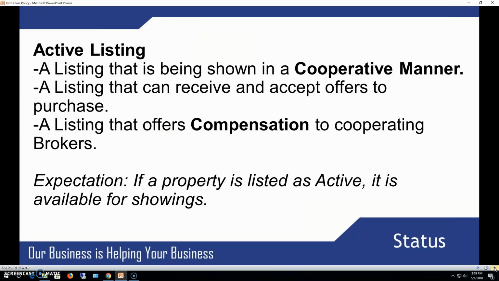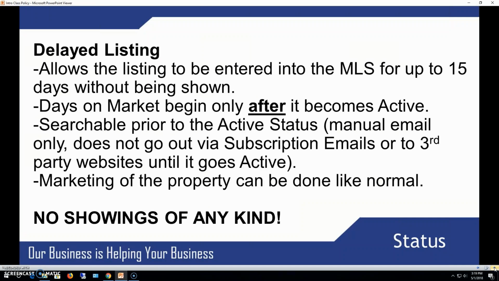The second criteria is that the listing can be shown in a cooperative manner. This means that if a property cannot be shown for more than a 48-hour period, the listing cannot be in active status. Remember, the expectation is that all properties listed as active are available to be shown. If a property will not be available for showings immediately from the term of the contract, we encourage members to enter the listing in as a delayed listing.